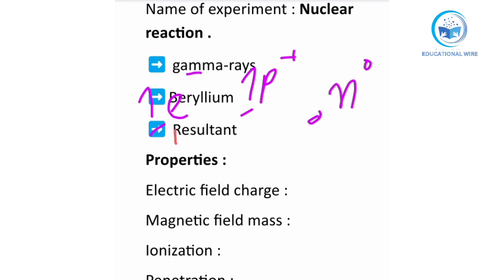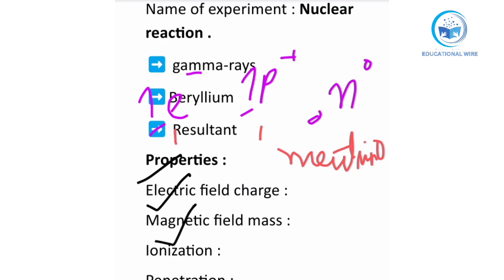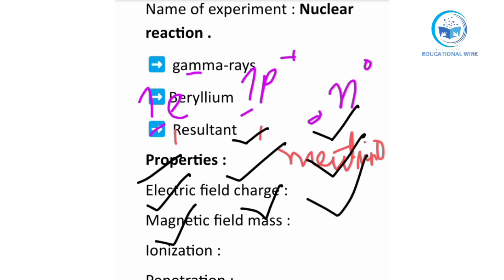Now this is called electron, this is called proton, and this is called neutrino. In neutrino, likewise the electron has charge, mass and energy. The proton has charge, mass and energy. But this neutrino has no charge, no mass, but has energy. So this is called neutrino.